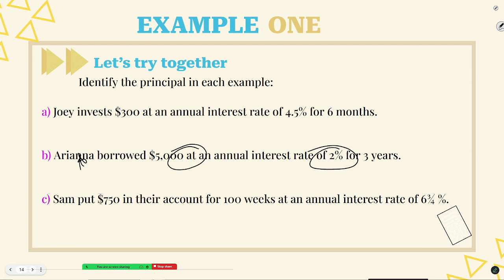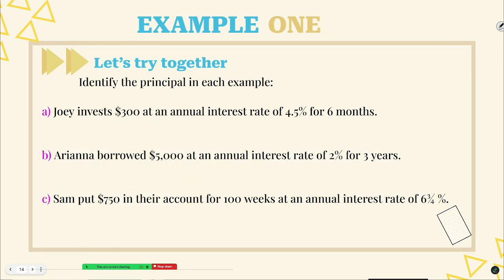Alright, I've thrown a lot of information at you, so let's break it down and try to put it into practice to help us remember what it is. The first example says identify the principal in each example. Well, if we remember, principal is represented as the capital letter P in our formula, I equals PRT. So P stands for principal, and principal is that initial amount that is invested or borrowed.